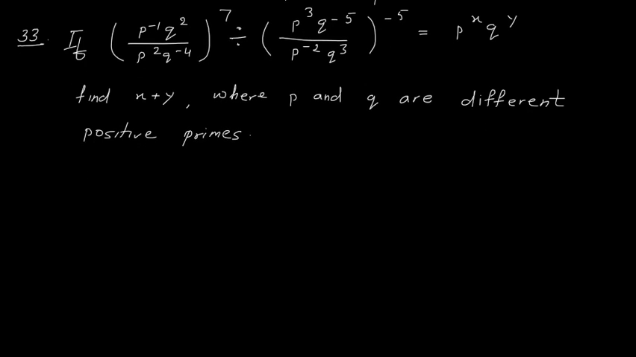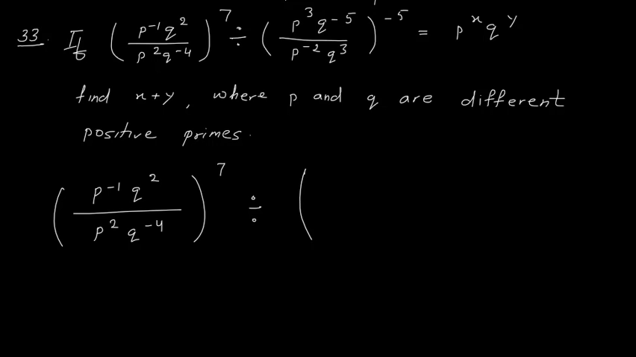So again here we will simplify the left hand side. We have (p^(-1) q^2 divided by p^2 q^(-4)) the whole power 7, divided by (p^3 q^(-5) divided by p^(-2) q^3) the whole power -5, and on the right hand side we have p^x into q^y.